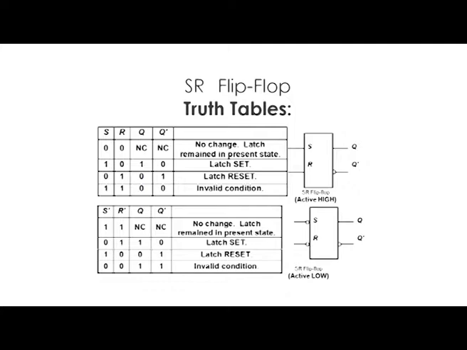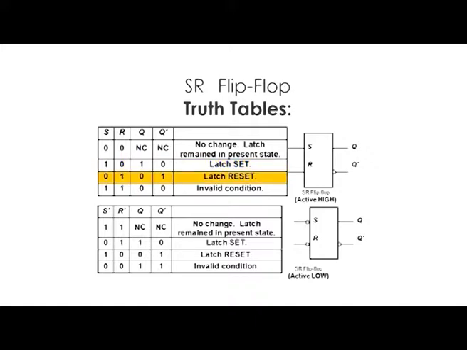Now, let us apply something different to the inputs. At first, we apply a high input to the S terminal, and a low input to the R terminal. We call it the 1 0 condition. In the 1 0 condition, you can see that Q becomes 1 and Q complement automatically becomes 0, which means when the set terminal is high, Q becomes high, and we say that the latch is set.